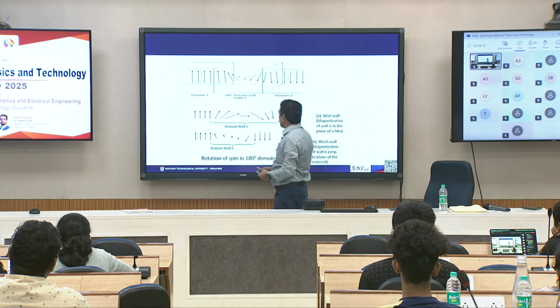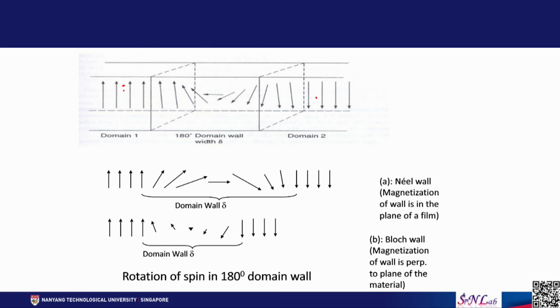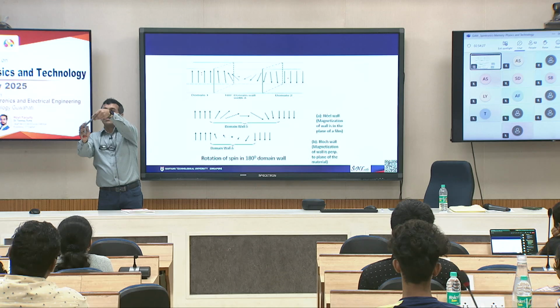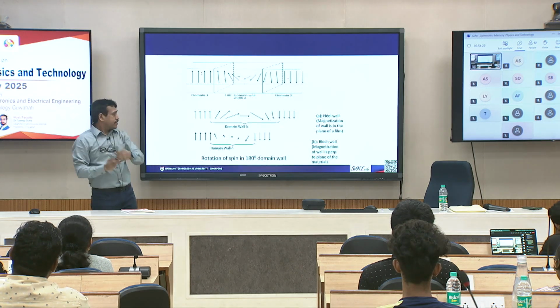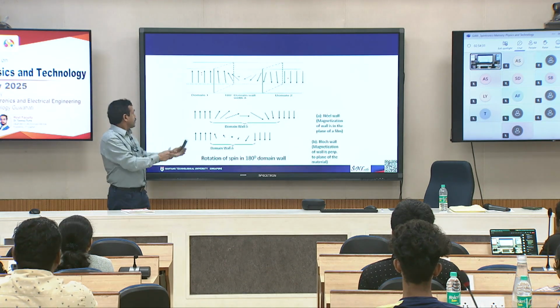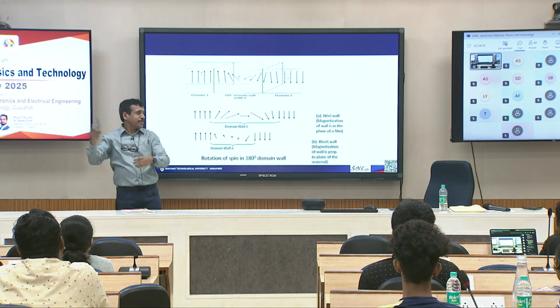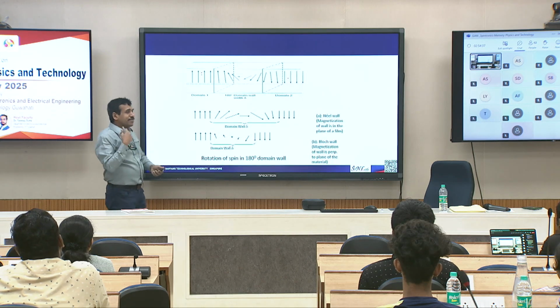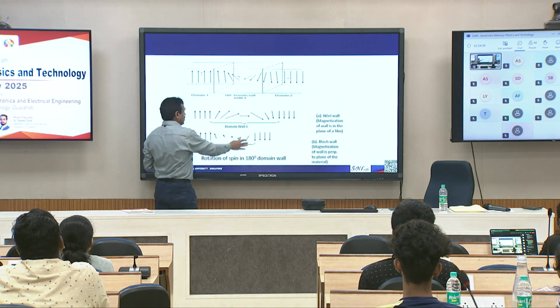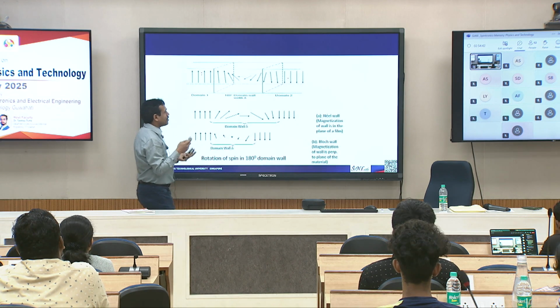So, how do you remember? When I was young, I always had difficulty remembering which one is Néel wall and which one is Bloch wall. In the case of the Bloch wall, the magnetization goes this way, comes towards you, then comes back down like this. Whereas in the case of the Néel wall, it just goes this way and this. I always had difficulty remembering, then I came up with a mnemonic.